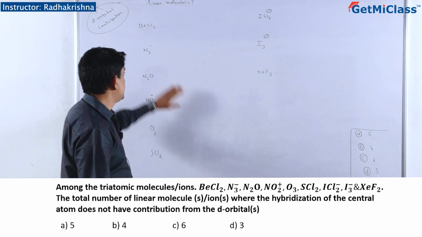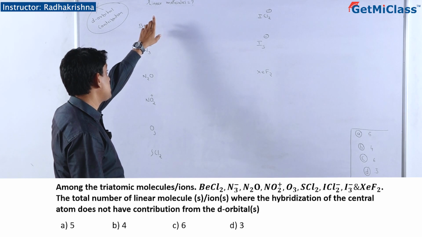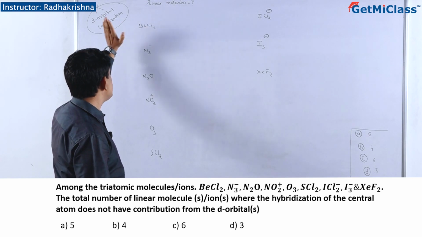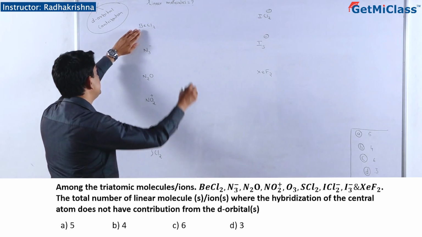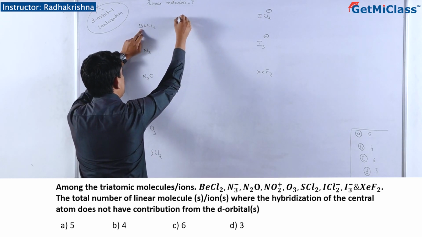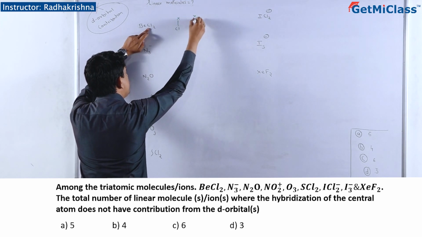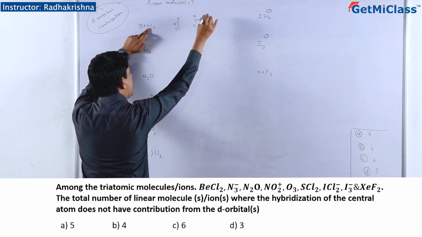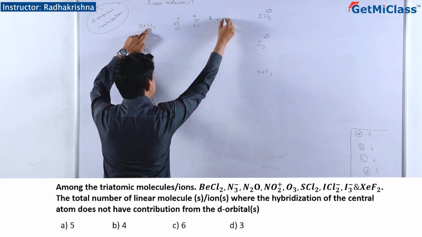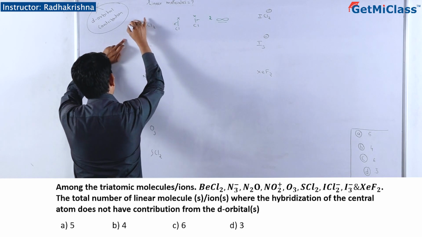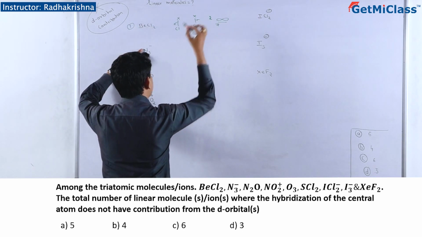The question: how many species have linear geometry but should not have a hybrid orbital with a d contribution? Got it? Let's check. Beryllium center, 2 valence electrons, 2 chlorines, monovalent, 2 sigma bonds, 2 hybrid orbitals, linear geometry. So we have one, right?